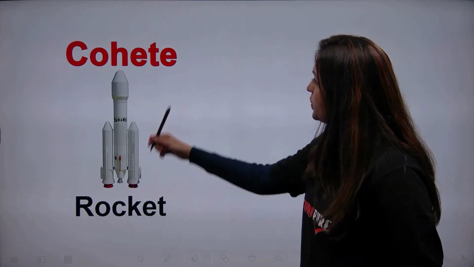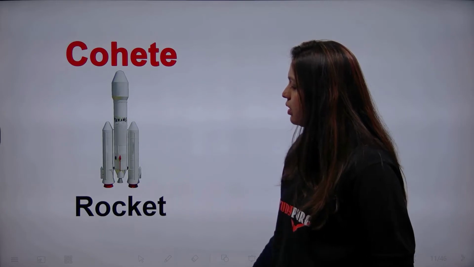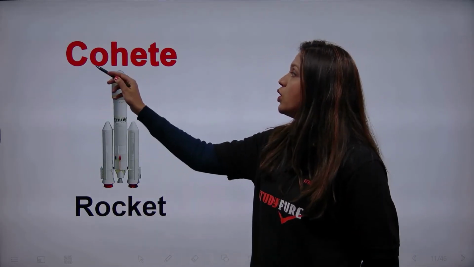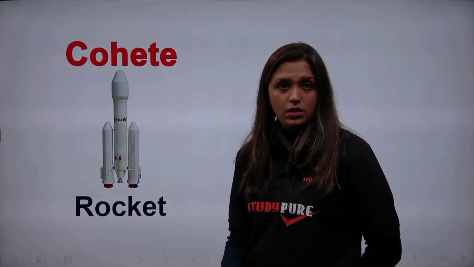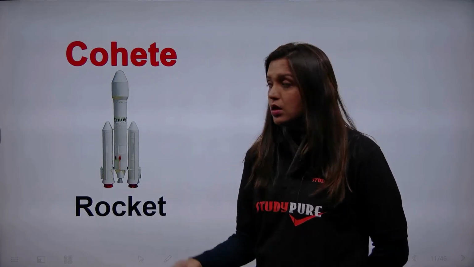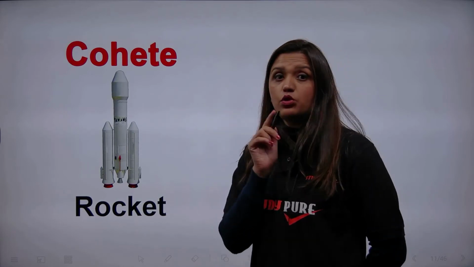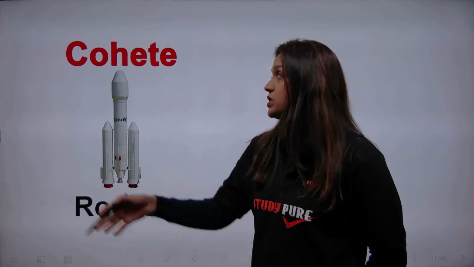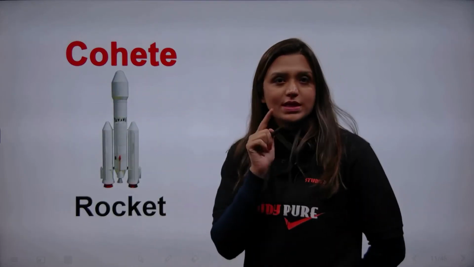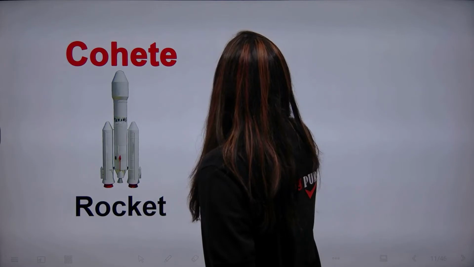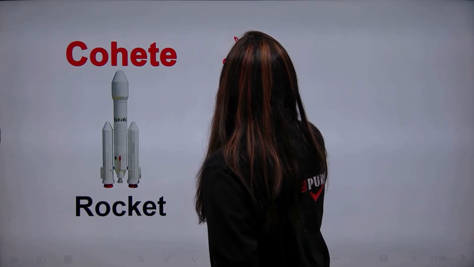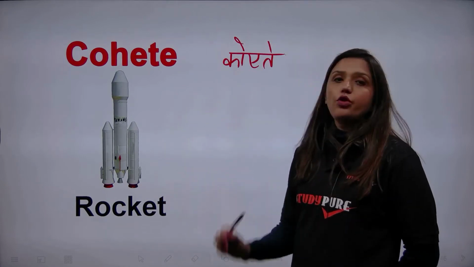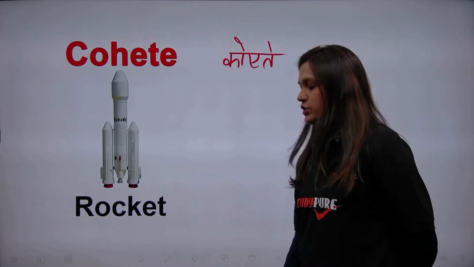Now friends, what do we have here? We have a rocket. And how do you call a rocket in Spanish? Rocket is called cohete. Are you noticing that I'm not saying the sound of an H? I'm just saying cohete because H is silent in Spanish. Cohete. That's a rocket for you all in Spanish.